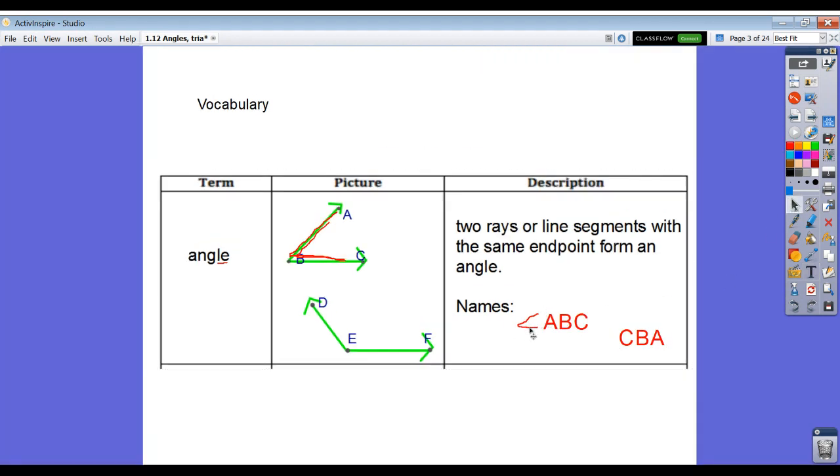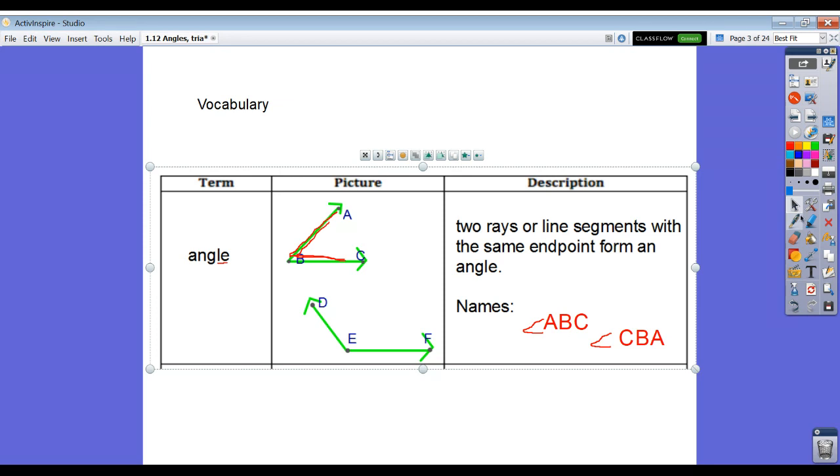Let's see if it'll let me copy it. Perfect. So you can't forget your correct math notation. It could also be called CBA. I'm not allowed to call it ACB. And let me show you why.